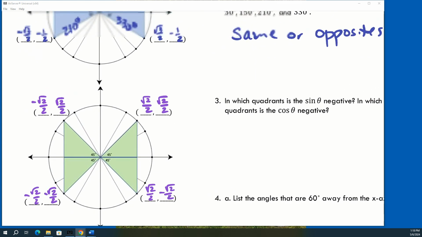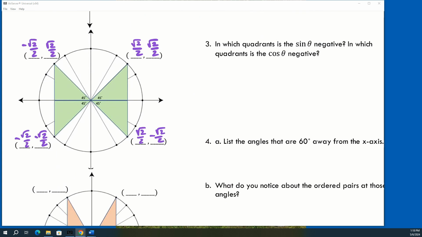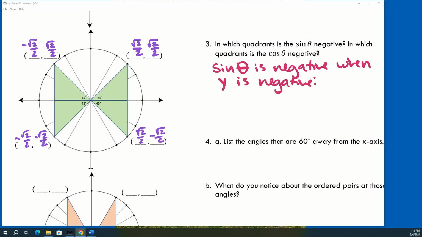All right. So number 3 asks, in which quadrant is the sine of theta negative? So if we're using the unit circle to find the sine, are we using the x or the y? The y. Sine is the y. And so the sine is going to be negative when y is negative. All right, so in those quadrants, what quadrants is the y negative?